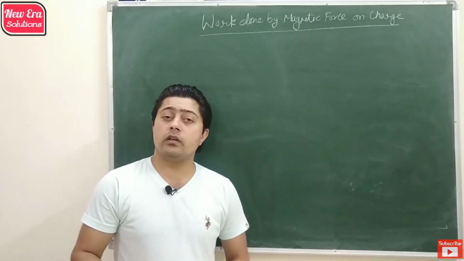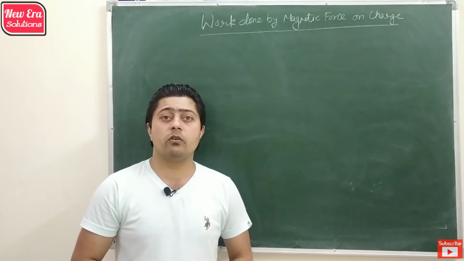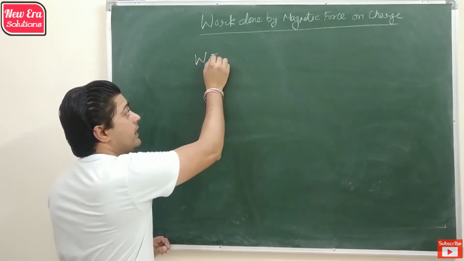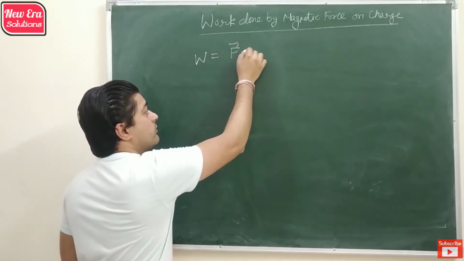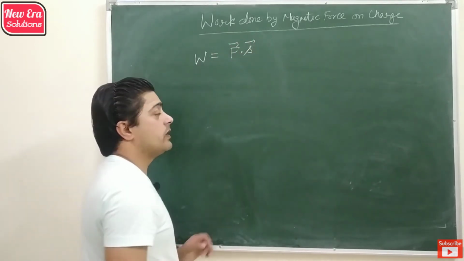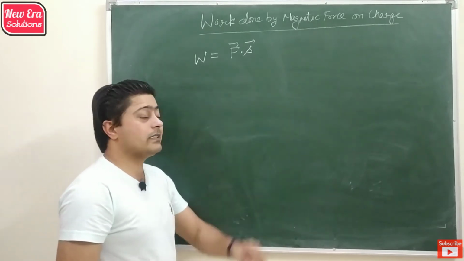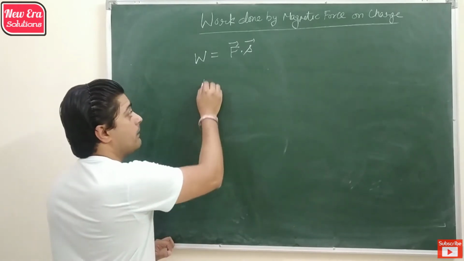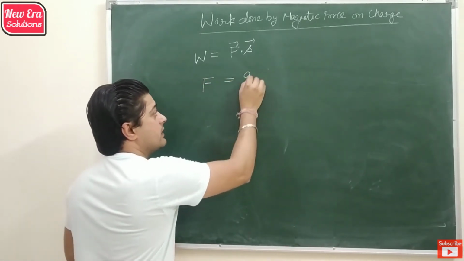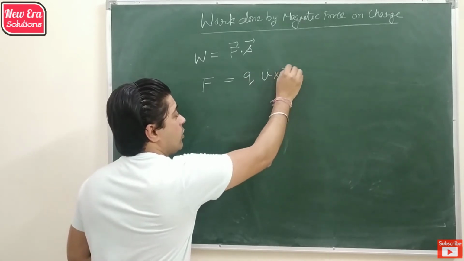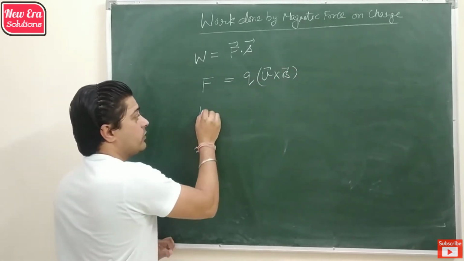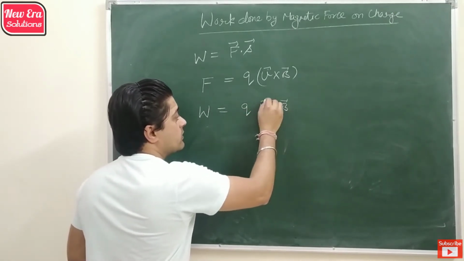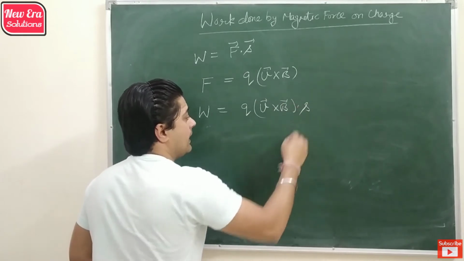Now let's find the work done by a magnetic field on a charge. We know that the work done on any object due to a force is equal to F dot S, where F is the force and S is the displacement of the object. Then we know that the magnetic force on the charge is Q V cross B. By putting the value of force in the work done, we get Q V cross B dot S.